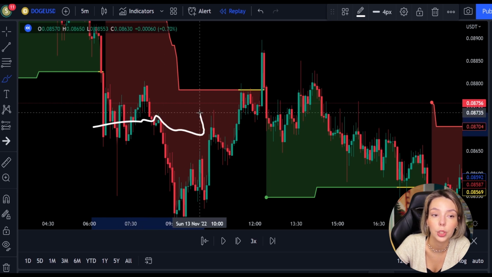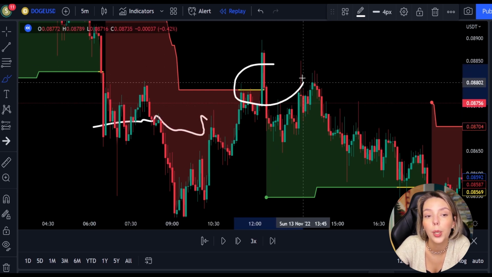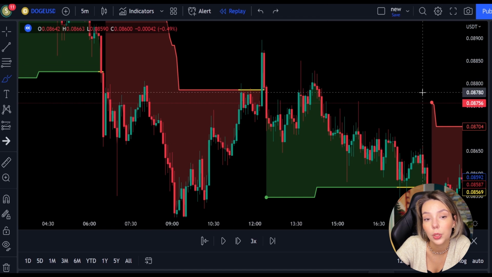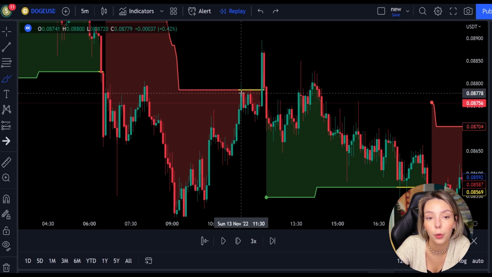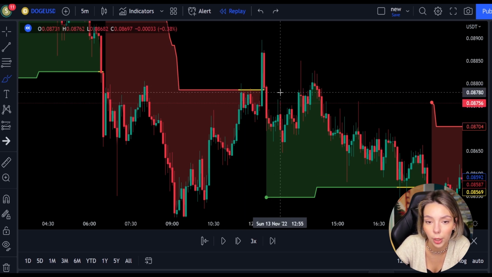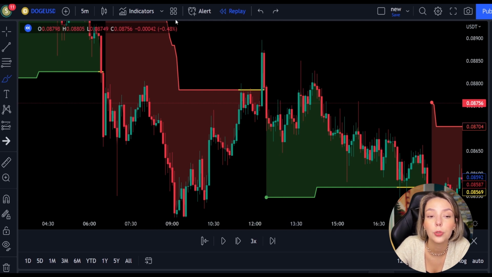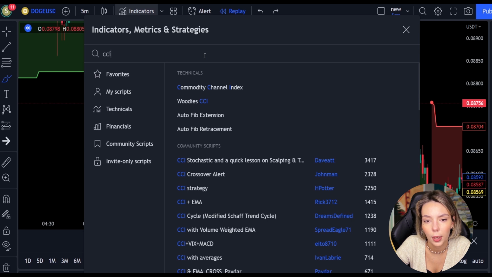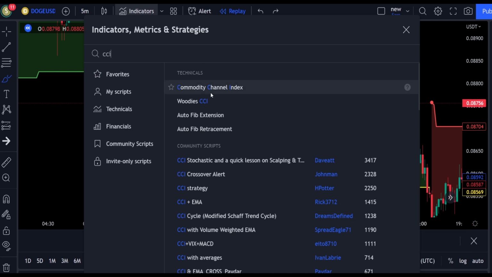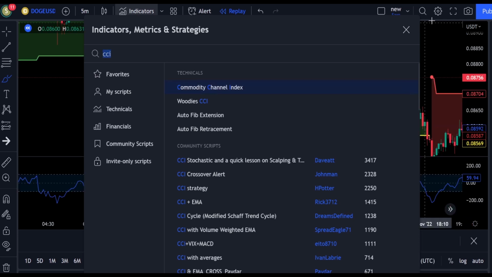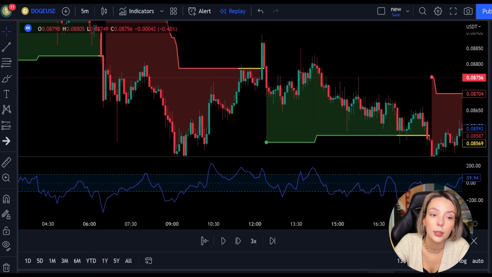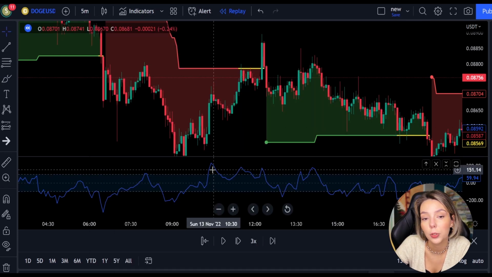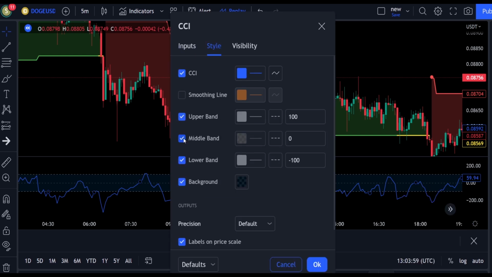However, when the price action is moving sideways, we might encounter losing trades, and this is why we need to add the CCI indicator to the chart in order to confirm the entries given by the Super Trend. So let's go ahead and search for Commodity Channel Index and select this indicator right here. Now let's access its settings and make some adjustments to the Style section.